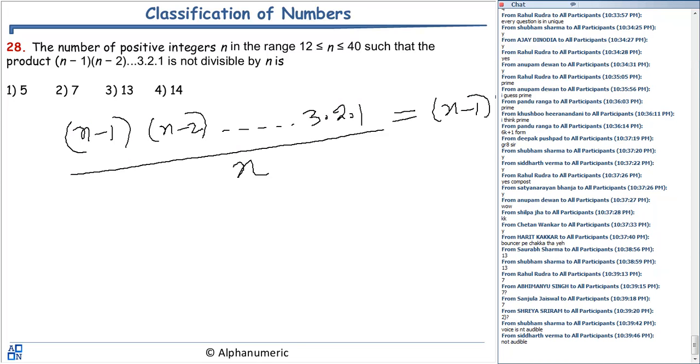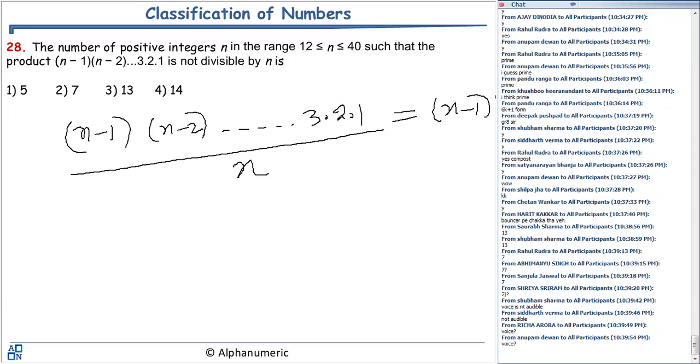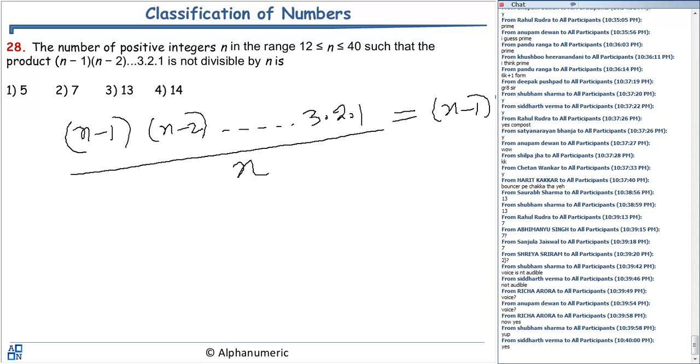Multiple of n into k. Not divisible by n means n का multiple नहीं है. So which means, am I audible? Just a minute. चेक करो एक बार फिर से. रिचा, अनुपम.